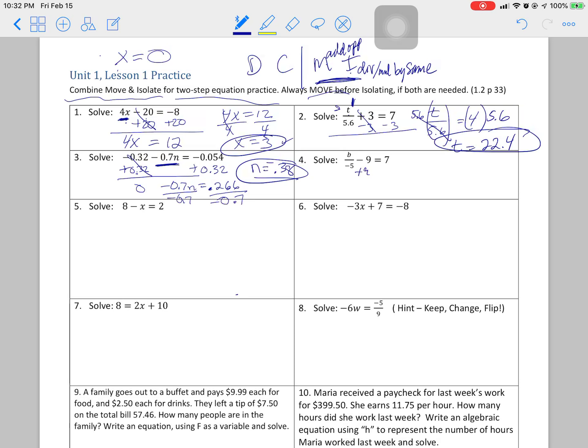All right, this one here, we want to what? We want to add 9 to both sides. And that's going to get us the b over negative 5 and 16 on one side. Okay. We want to multiply in this case, so we're multiplying over here. So we're going to get b equals whatever 16 times negative 5 is. I'm trying to find it on my paper, sorry. Negative 80.